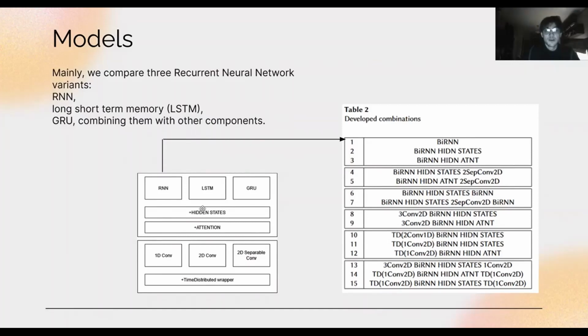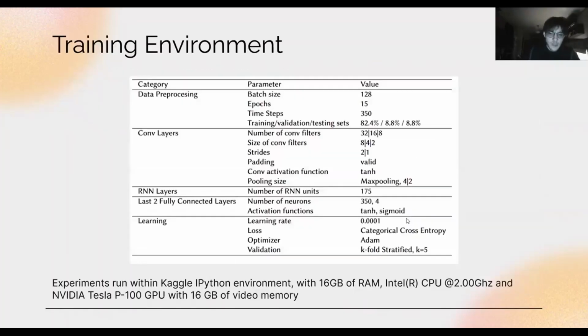For each RNN variant we have 15 following combinations, as you can see. Training environment. At each training epoch, the generators take data from each category from a randomly generated sequence.